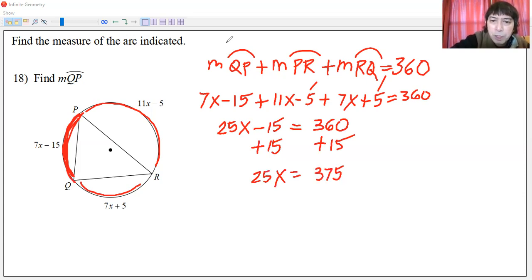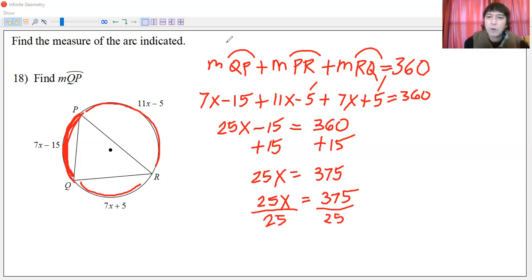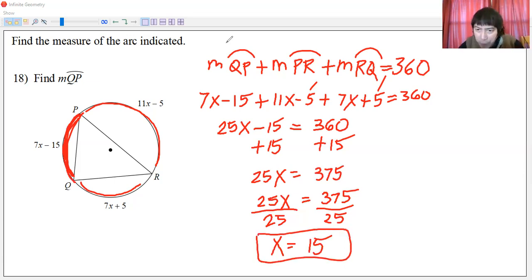And proceed by division. We have 25x equals 375. We divide both sides by 25. How much is that? That looks like 15. Yes, 15. x is equal to 15.